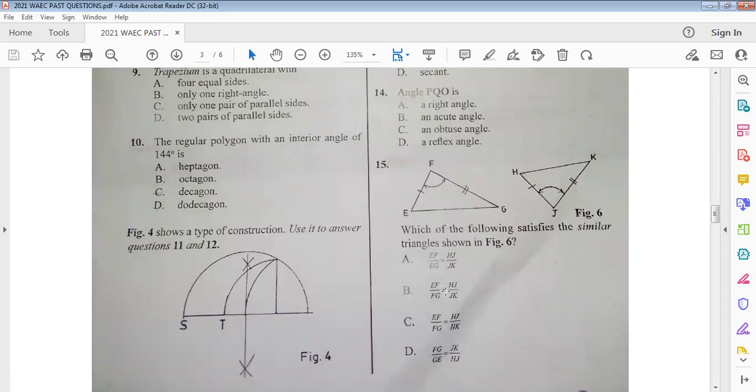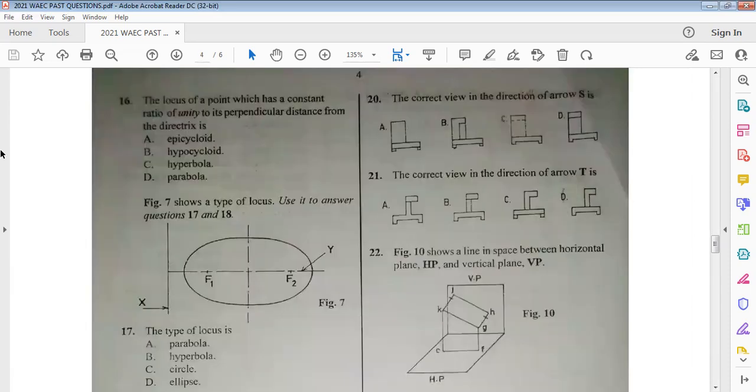So if you look at them and you compare it with the answer that I provided, you find that the answer is correct. Then let's move to question 16. Question 16 says that the locus of a point which has a constant ratio of unity to the perpendicular distance from the directrix is a parabola. So as I've said before several times, the eccentricity of an ellipse is less than 1, that of a parabola is equal to 1, and that of a hyperbola is greater than 1. So when we have this unity, it means 1. So the correct answer is parabola.